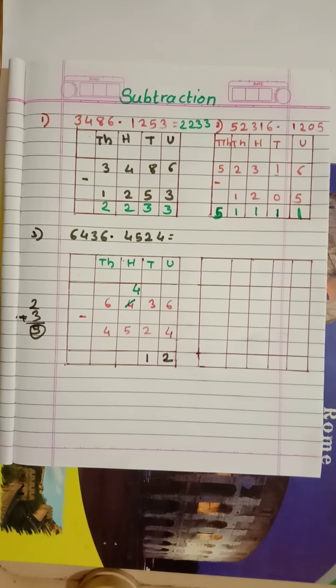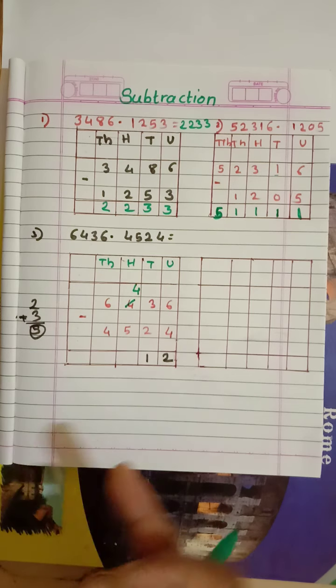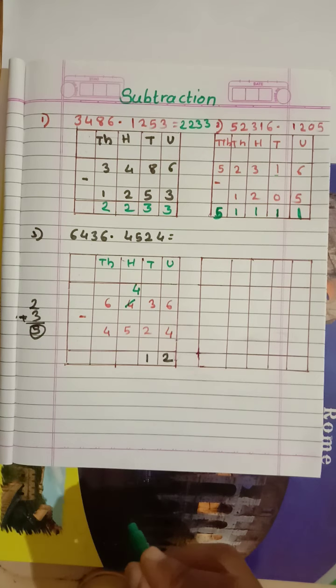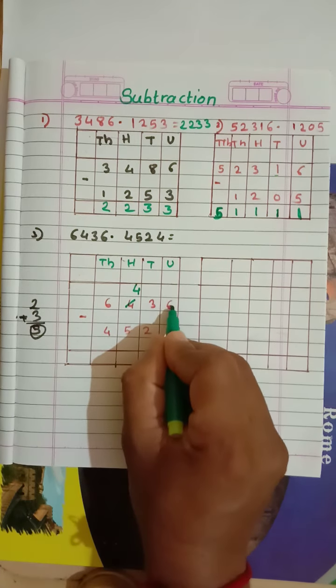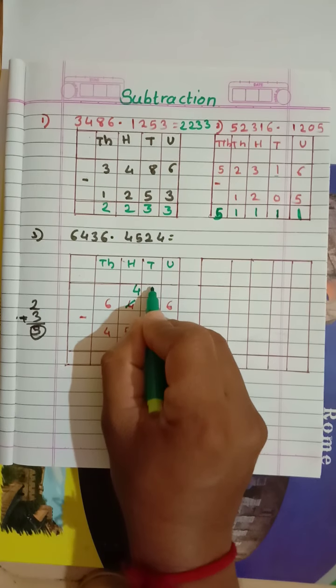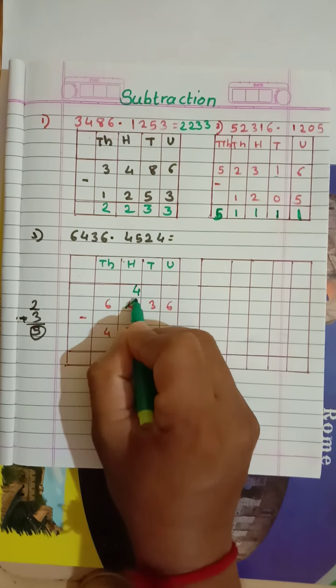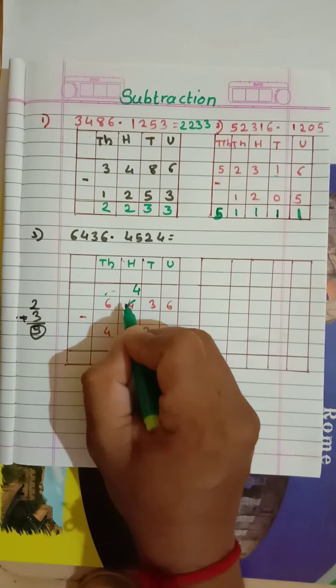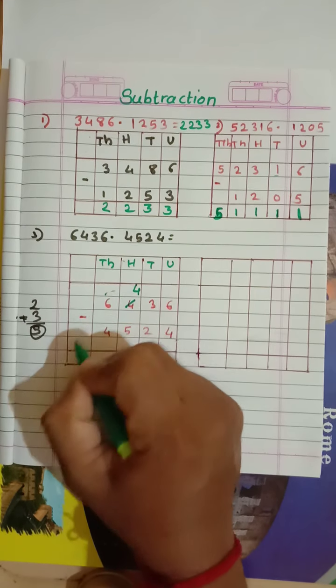Borrow means taking from someone else, and carrying means giving to someone else. This is the difference between borrowing and carrying. Now from whom will I take? I cannot go back. The hundreds will not go back, or tens will not go back to units. So it always goes to the front. The process is from the next place. Now the next place is the 1000 place.